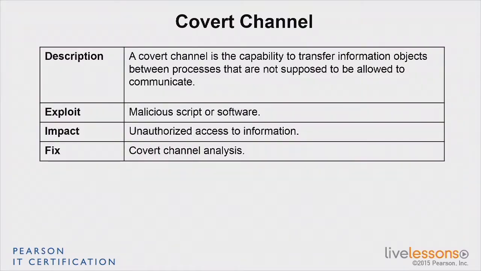A covert channel is the capability to transfer information objects between processes that are not supposed to communicate. So we have two separate processes. There shouldn't be any information flow between them. A covert channel does find a way to transfer information. An exploit is usually malicious script or software. The impact will be unauthorized access to information. Because this isn't an anticipated channel, the fix is usually pretty tough actually to find it. Because it's an unanticipated channel, it really can be a challenge to find a covert channel. But the fix is going through a process called covert channel analysis.